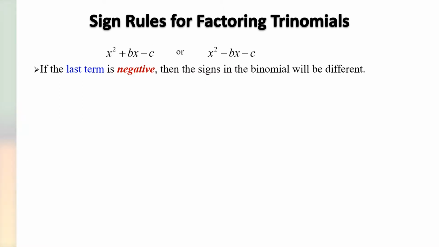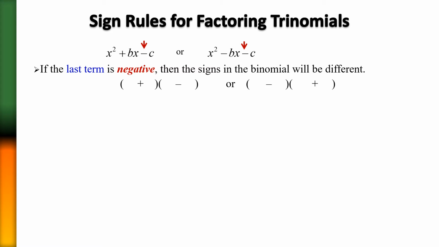If the back end is a negative, then that means that the signs inside the binomial will always be different. So again, if the back end is a negative, the signs will be different. You're going to have a plus and a minus. It doesn't matter which order, which one is first, whether you put the plus first or whether the minus first. You just need to know that the signs would be different.